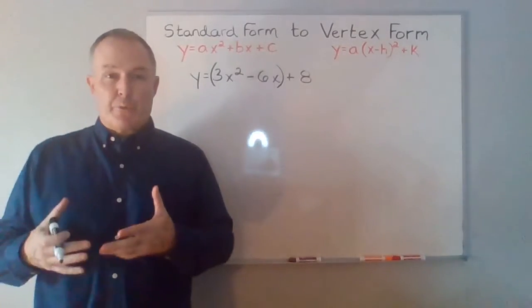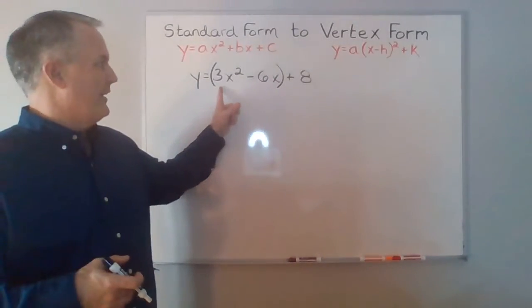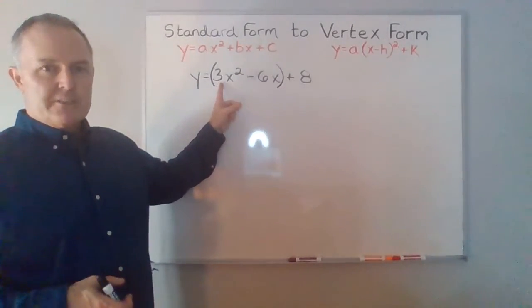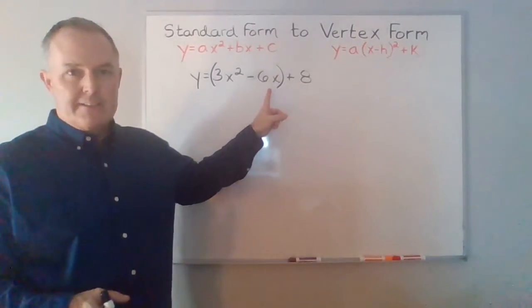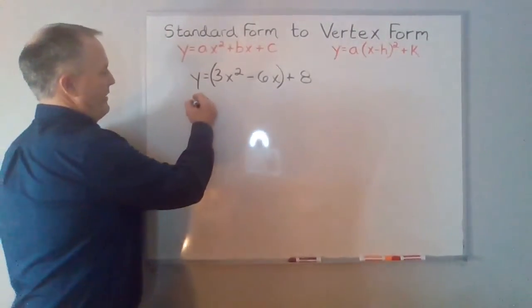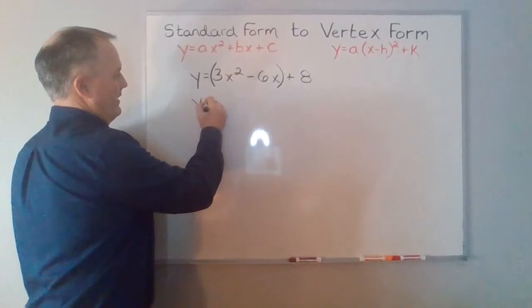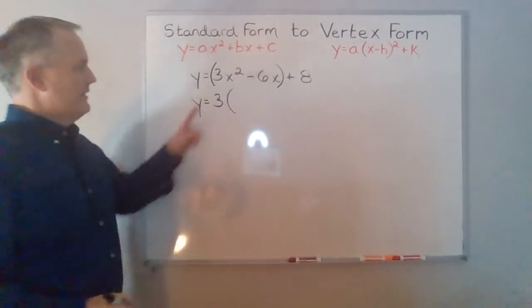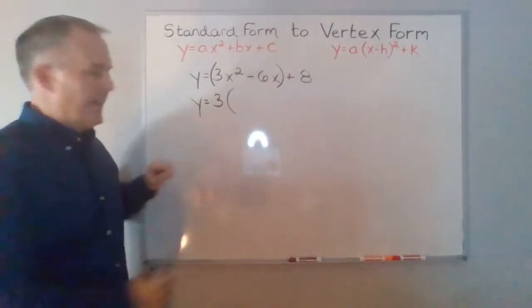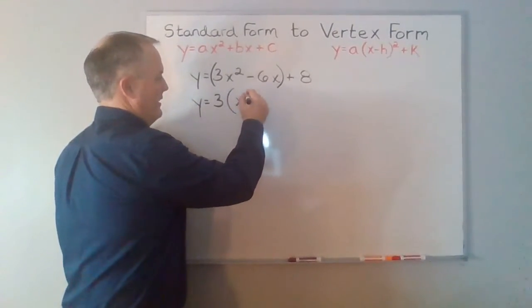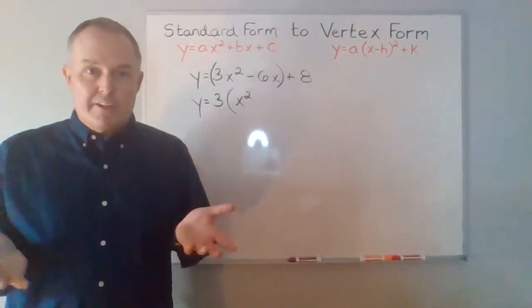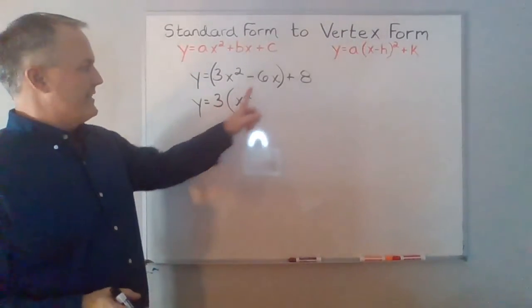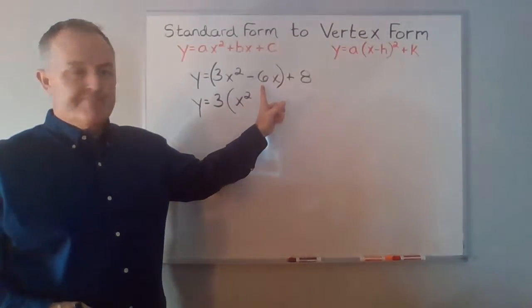Now, what we have to do here is factor out the 3. We're going to pull a 3 out of the first term and pull a 3 out of the second term. So if I factor that out, it's going to be y equals, I'm going to put a 3 on the outside. I factor 3 out, I'm just left with x squared, which is what I'm looking for. But I also have to take a 3 out of the negative 6.